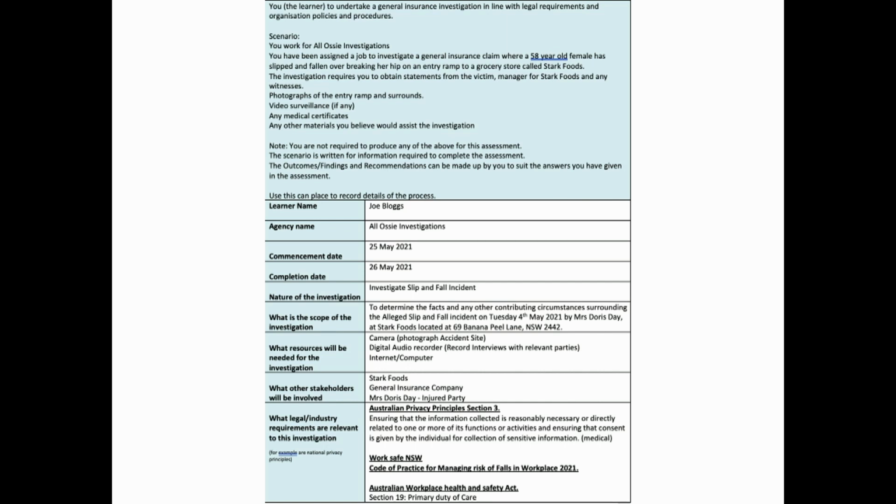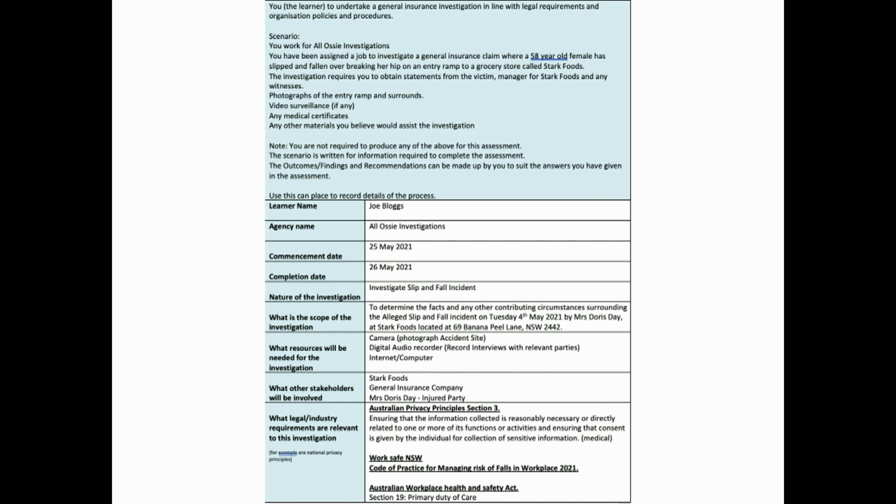What are the other stakeholders? So you just got to think about, when you think stakeholders, well, who else is involved in this? So you've got the manager of Stark Foods, you've got the lady who fell over, you've probably got the doctor who wrote out a medical certificate, you might have ambulance officers. Just think about other people involved in this.